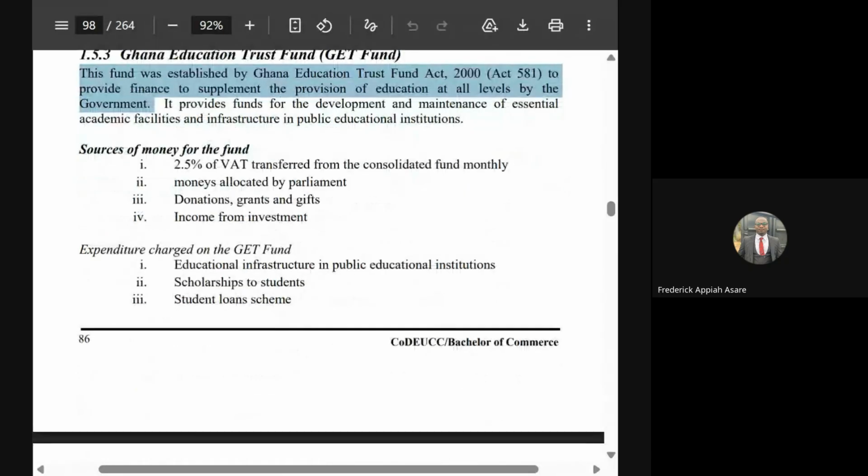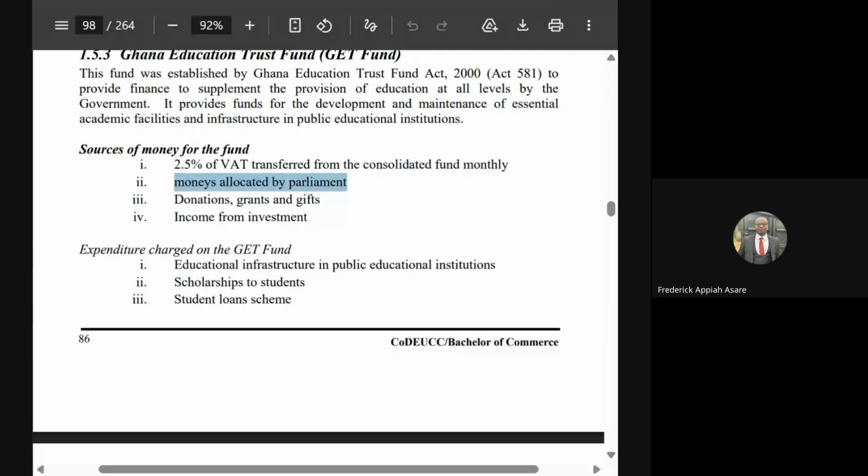And usually, you realize that when you go and buy something, the VAT that you pay when you are doing taxation, I hope you are doing taxation. So the VAT that you pay, there is a 2.5% added to the 15%. And they call it the GET Fund. So that GET Fund, the 2.5% of VAT, is transferred directly from the consolidated fund every month into this GET Fund account, and monies are allocated by Parliament.